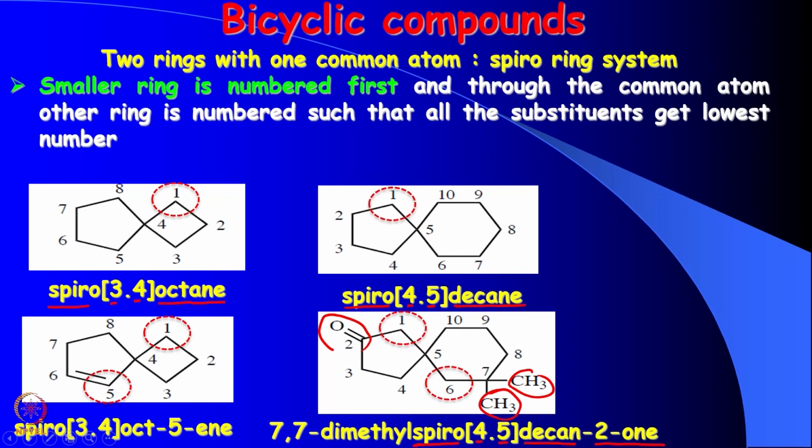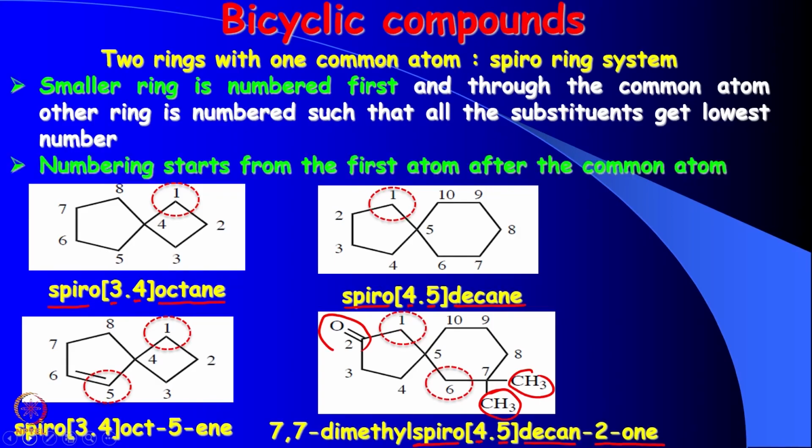So, 4.5, and the dimethyl appears at the 7 position. So, we write it as 7,7-dimethyl spiro[4.5]decane-2-one. These numbers are represented in square brackets. So, we always start the numbering from the first atom after the common atom.